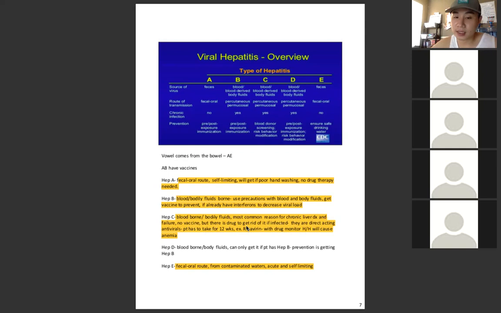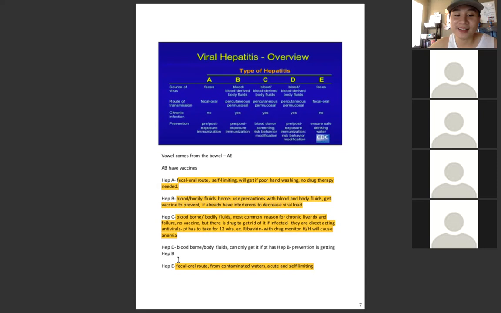Hepatitis D is also transmitted via blood-borne and bodily fluid. However, patients can only get hepatitis D if they are already having hepatitis B. One of the ways to prevent this is to prevent the patient from getting hepatitis B. That doesn't make sense really, but I think you guys know what I mean.